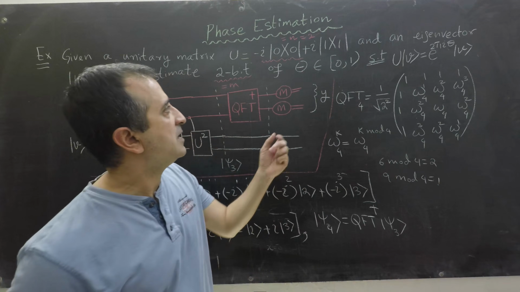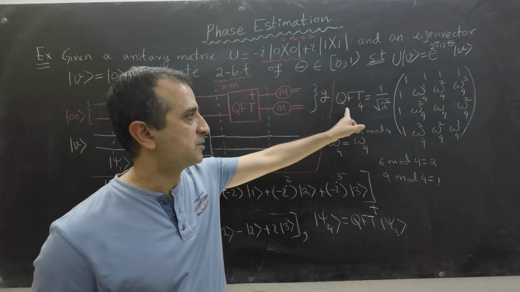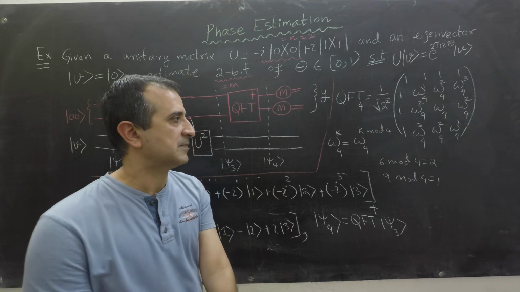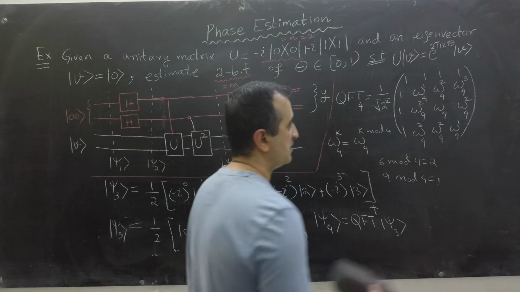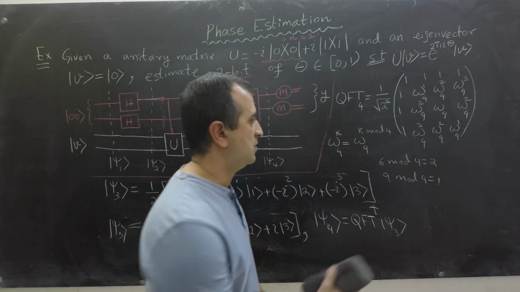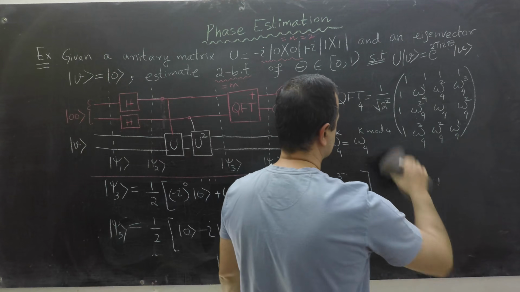However, I have to calculate the conjugate transpose of this matrix. How to calculate the conjugate transpose of this matrix? I have to take the transpose and also I have to take the conjugate. So let's try to do that.